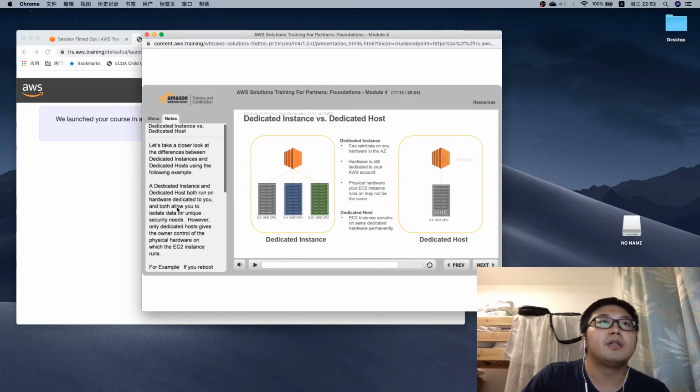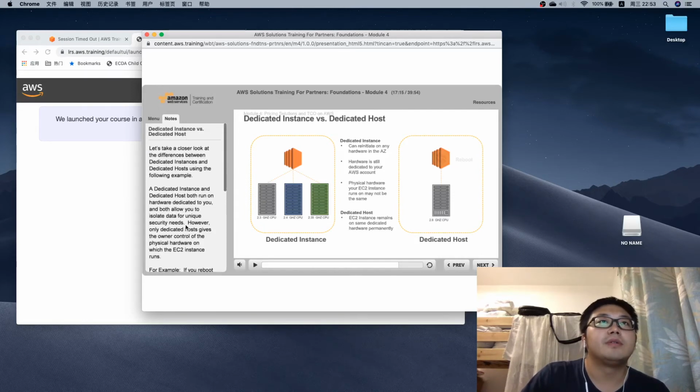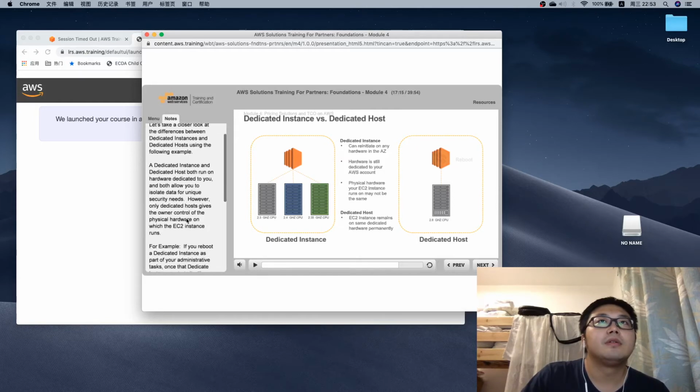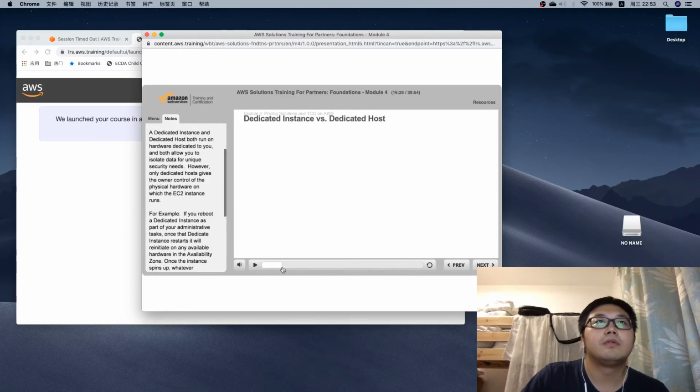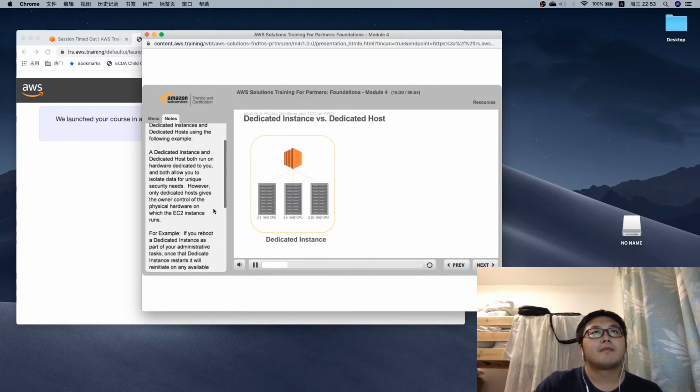Let's take a dedicated instance and a dedicated host. Both run on hardware dedicated to you, and both allow you to isolate data for unique security needs. However, only dedicated hosts give the owner control of the physical hardware on which the EC2 instance runs. Let's take a closer look at the differences between dedicated instances and dedicated hosts using the following example.